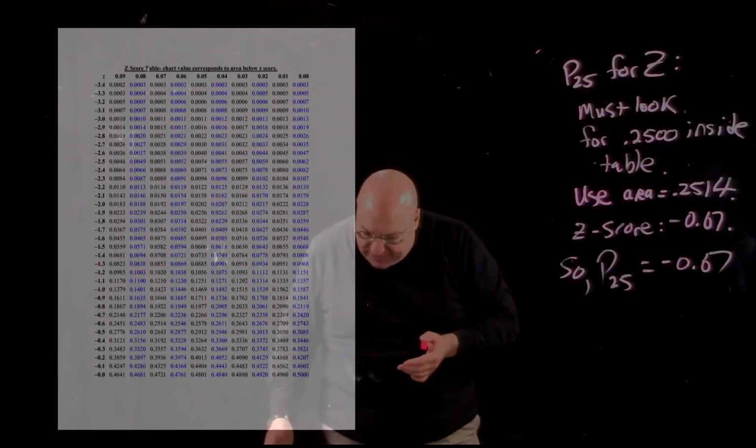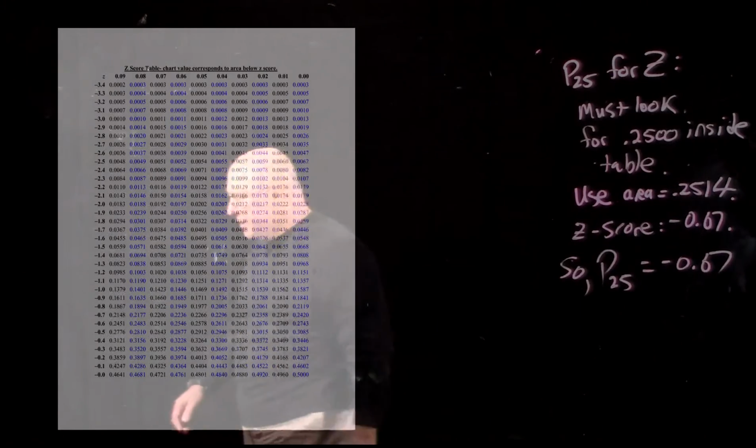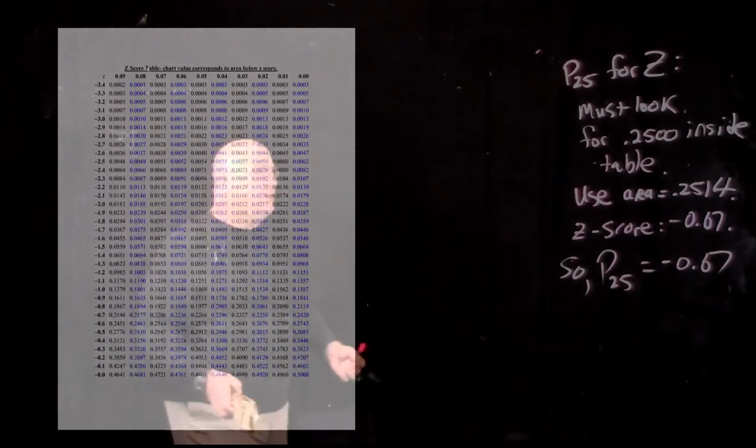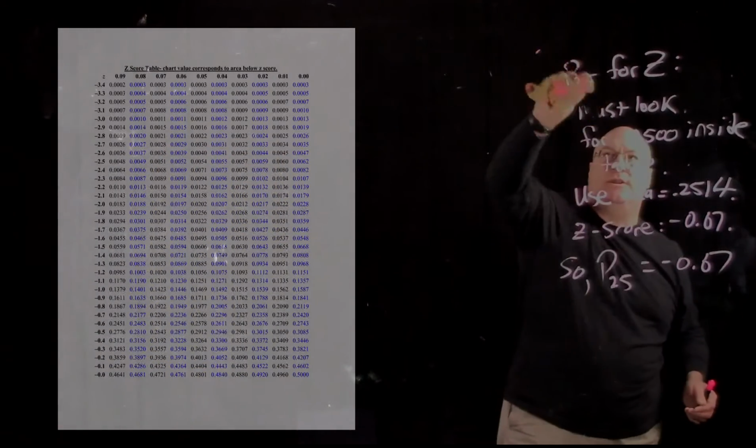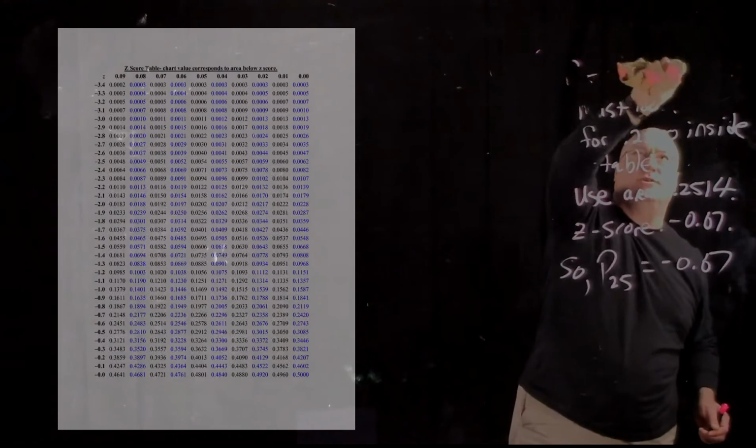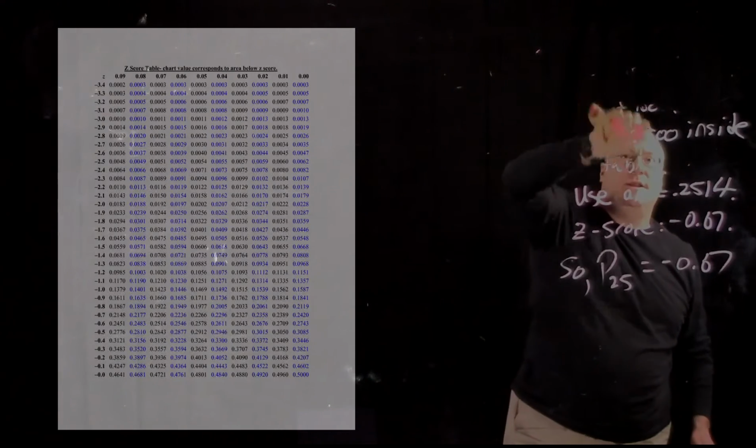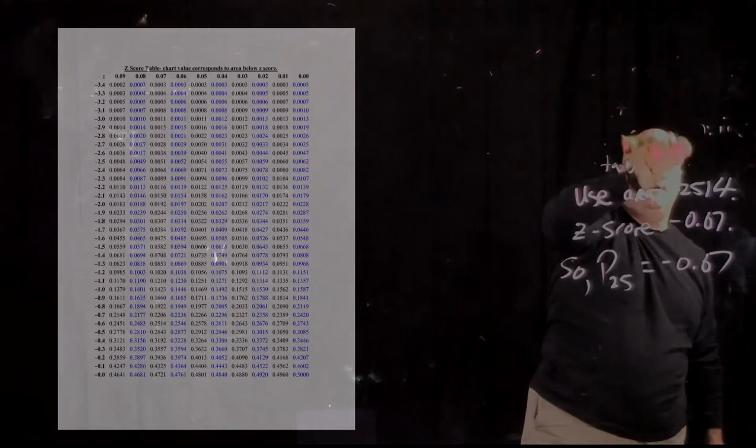I want to find P80 for the standard normal random variable. I want to reuse that term again, not just call it Z all the time, but call it the standard normal random variable so you keep all those terms in mind. What is P80?